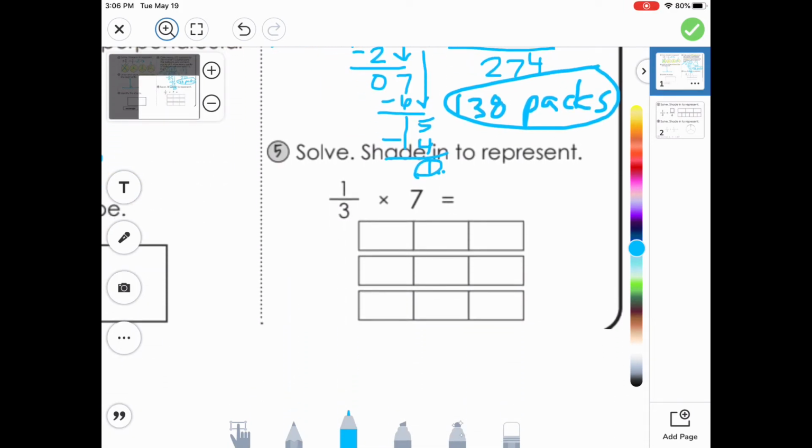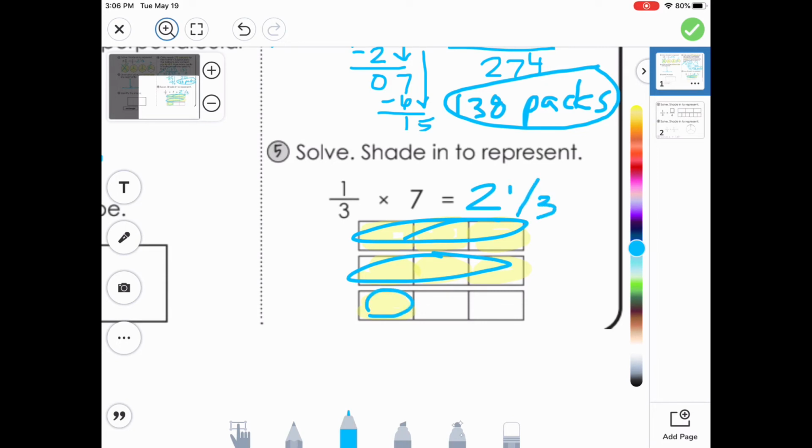Question number 5 asks us to solve 1/3 times 7 and to shade in to represent our answer. So I'm going to shade in 1/3 7 times. So 1, 2, 3, 4, 5, 6, 7. So our answer, we have 2 wholes. So the whole number 2. We have 1/3, so 2 and 1/3. On to page 2.